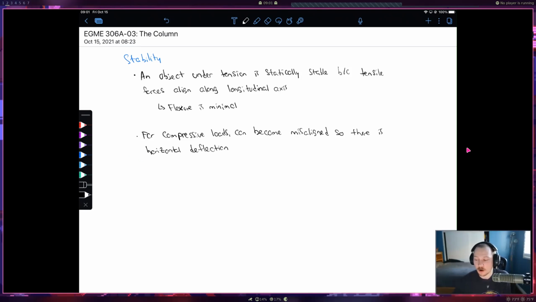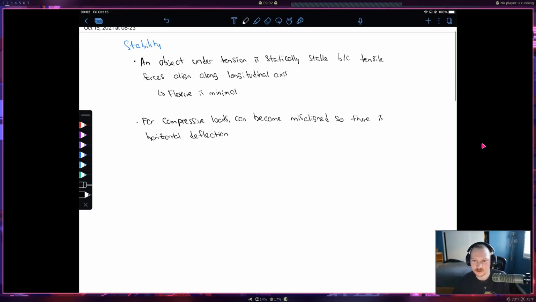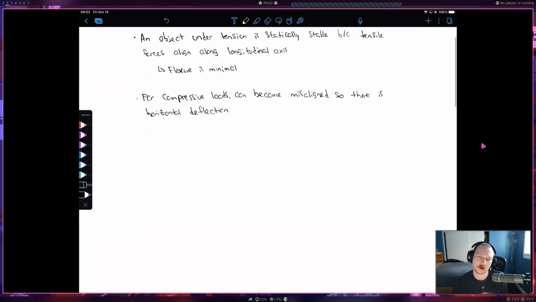Or the rod itself, or whatever column that you have, might not be perfectly symmetric. And if it's not perfectly symmetric, those loads in relation to that are not going to be perfectly aligned, so you're going to have that horizontal deflection occur. So that's just the nature of reality, of course. We're not going to have these ideal scenarios, so we're going to have to deal with these forces being misaligned.